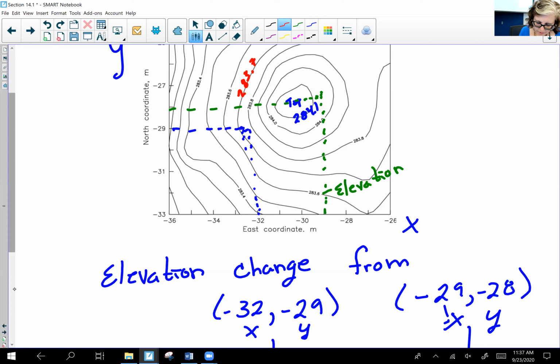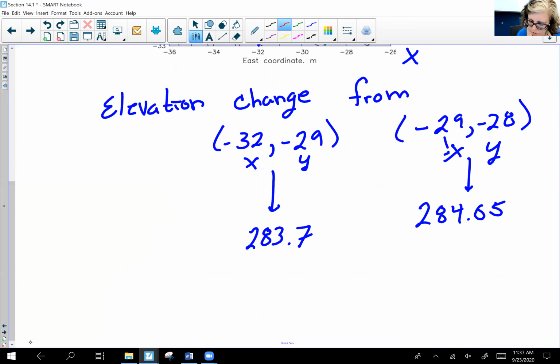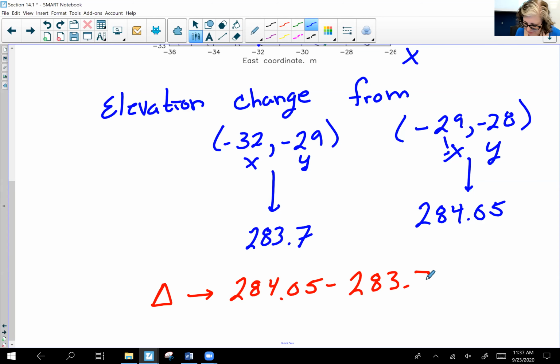So if we're looking at our elevation change between these two, what are we going to do? Okay, we're going to look at the delta between them. So you're then going to take 284.05 minus 283.7. I don't have a calculator out.